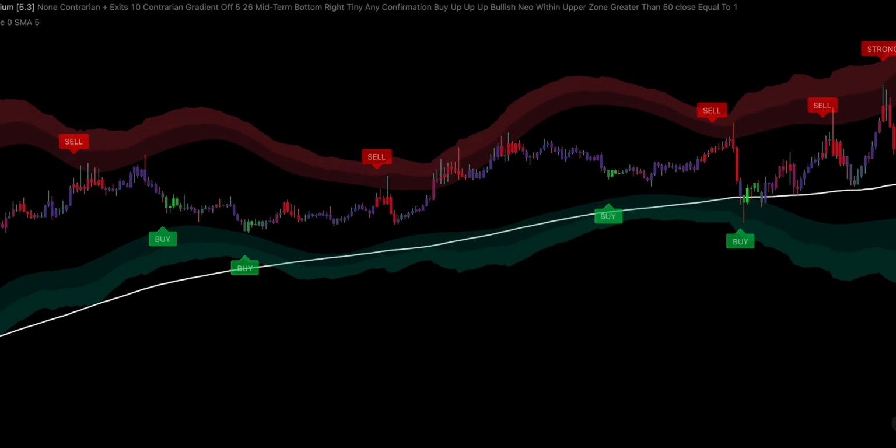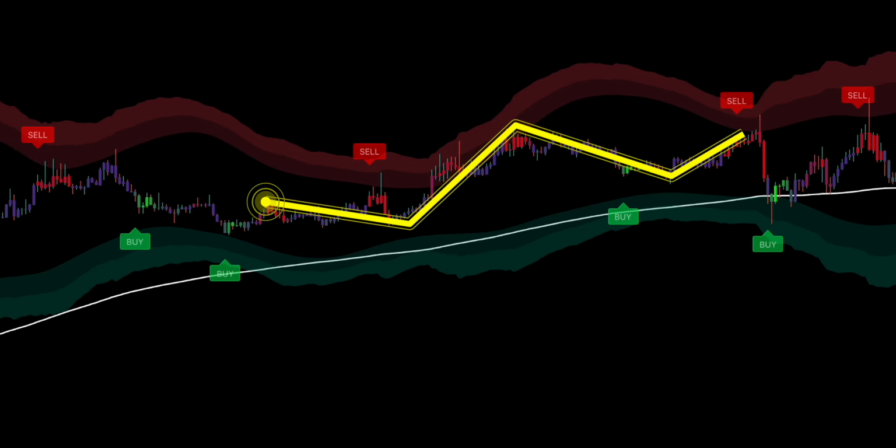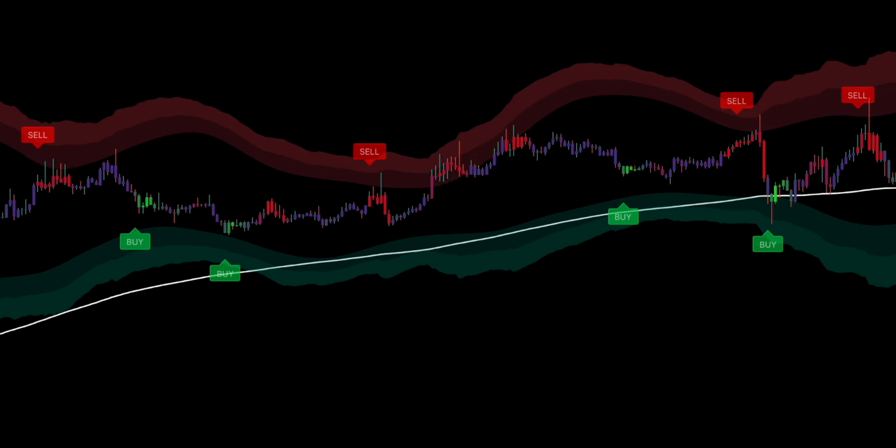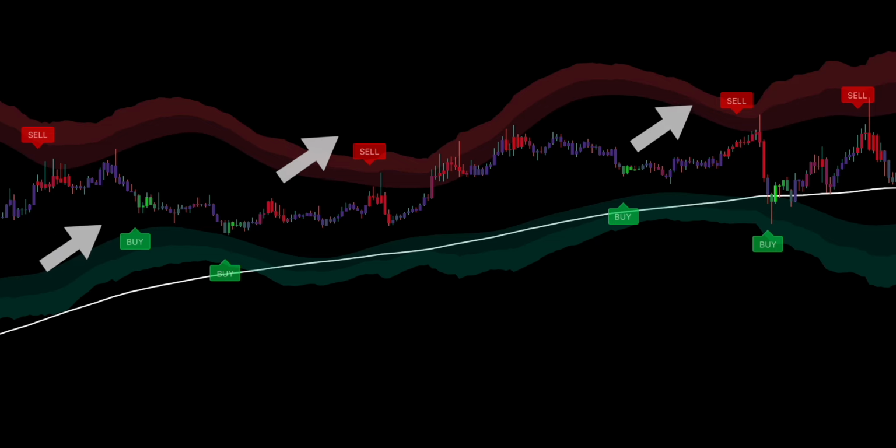If you've been studying different trading styles for a while, you probably know by now that a trend following strategy is an absolute leader when it comes to long-term success in trading. However, if you're a beginner and you're unfamiliar with this approach, here's a quick explanation. Trend trading is a trading style that attempts to capture gains through the analysis of an asset's momentum in a particular direction. When the price is moving in one overall direction, such as up or down, that is called a trend. Trend traders enter a long position when a security is trending upward.